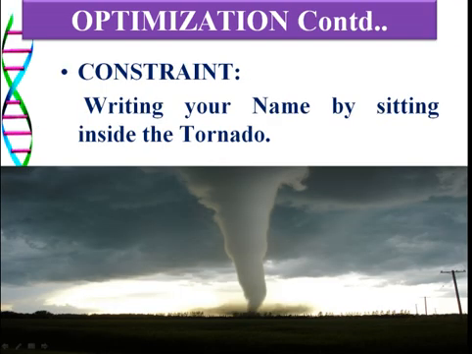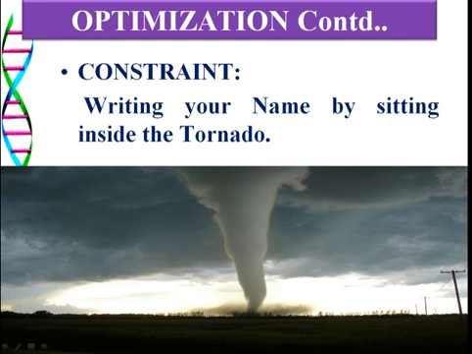Okay, now comes the constraint. What is the difference between a constraint and a boundary condition? A boundary condition can be easily resolved, but a constraint is very difficult to resolve or difficult to satisfy. First let us take a constraint. I am asking you to write your name while sitting inside a tornado. It is not possible, really or practically, to sit inside and write it. This is called a constraint, but there is a solution. There we can satisfy the constraints.